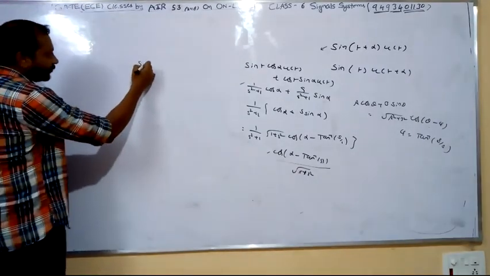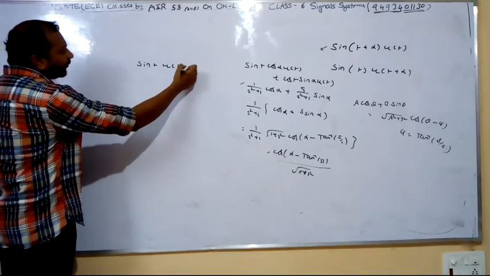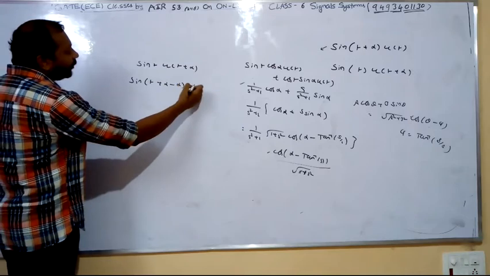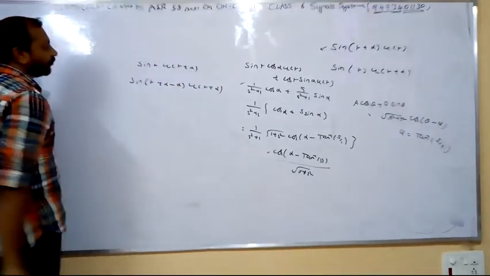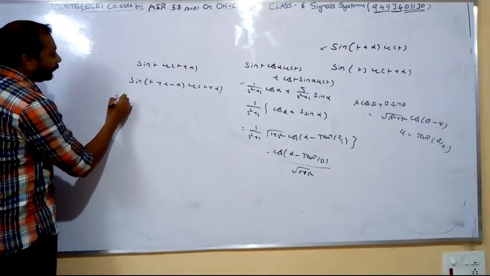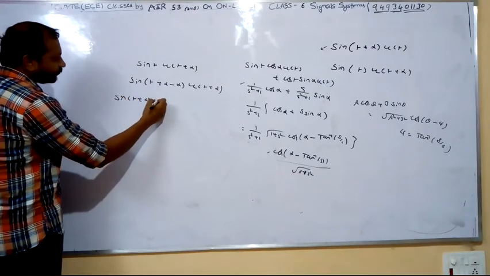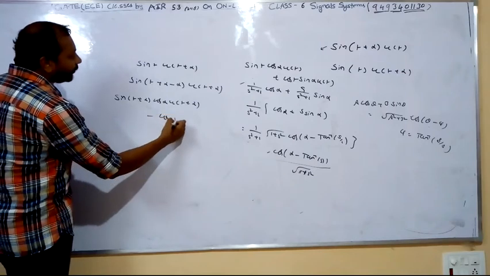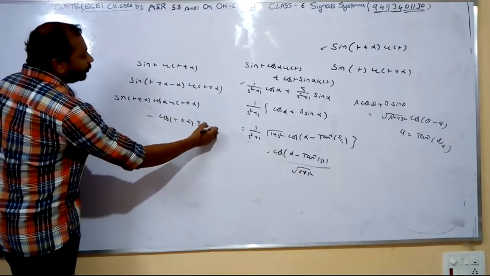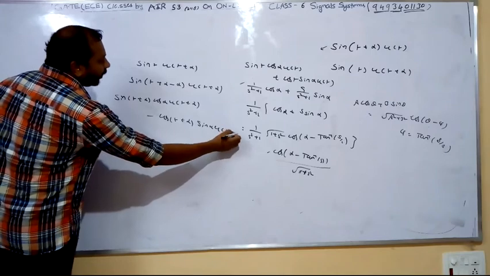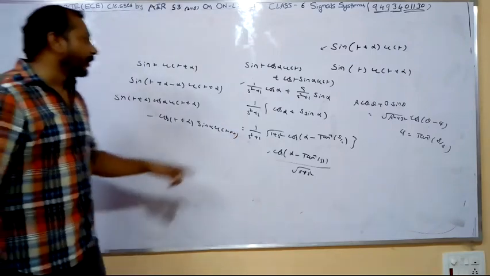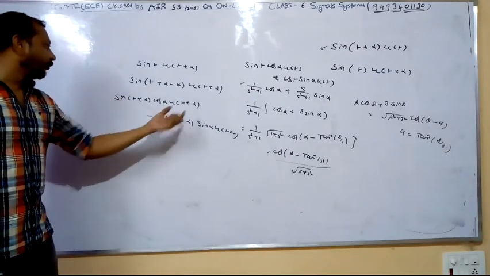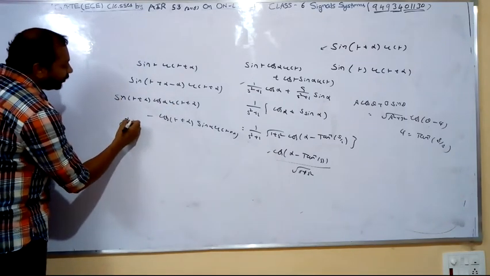Coming to this one, sin t into u of t plus alpha. For sin t into u of t plus alpha, you have to write sin of t plus alpha minus alpha into u of t plus alpha. From this by expansion we have sin of t plus alpha cos alpha into u of t plus alpha minus cos of t plus alpha sin alpha into u of t plus alpha. Here the same procedure whatever we have done in the previous problem.